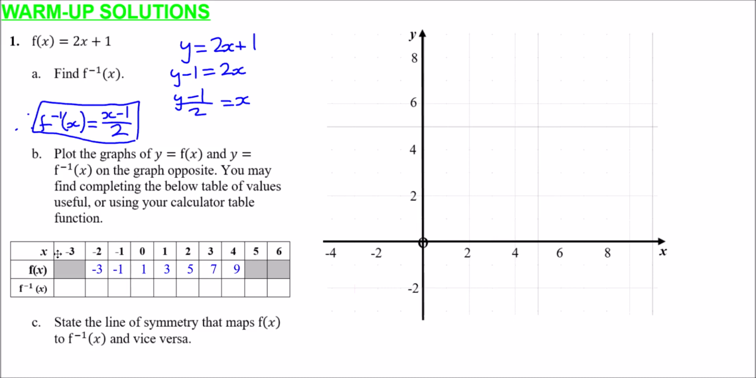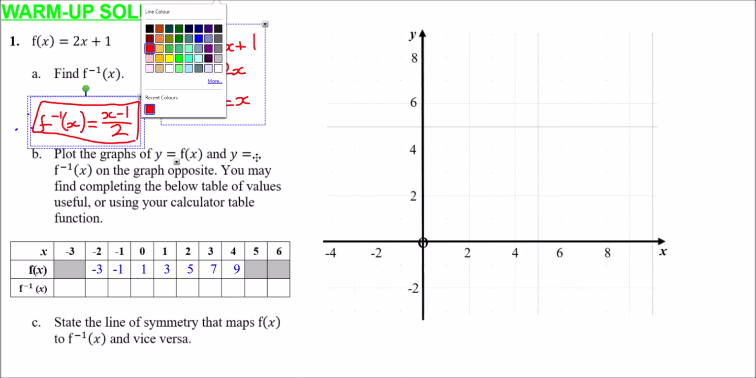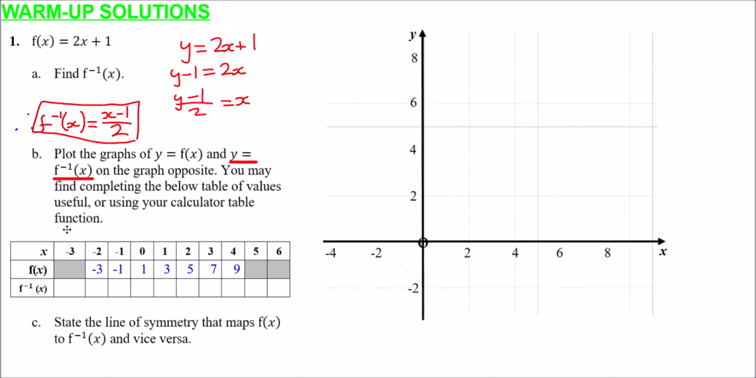In fact, I've done the inverse in a red colour on this graph, so I'll just change this to red so it's colour consistent. The original function, y equals 2x plus 1, f of x is 2x plus 1, is actually this graph here. If I show you the graph of y equals 2x plus 1, it looks a bit like this. So that's the original graph of f of x.